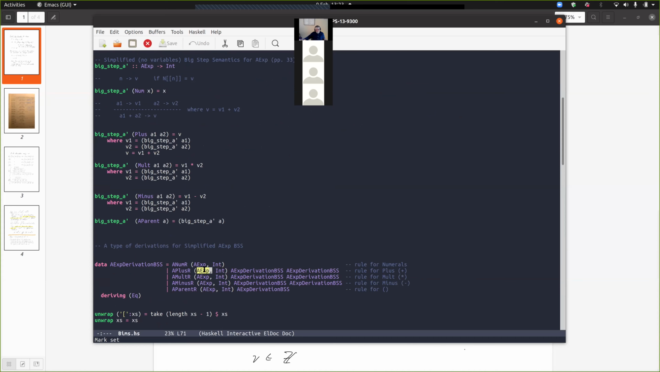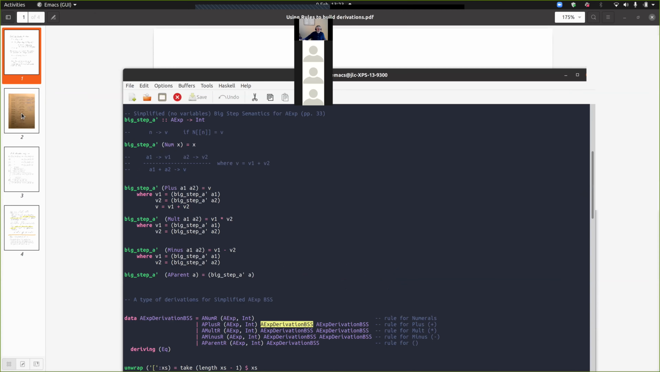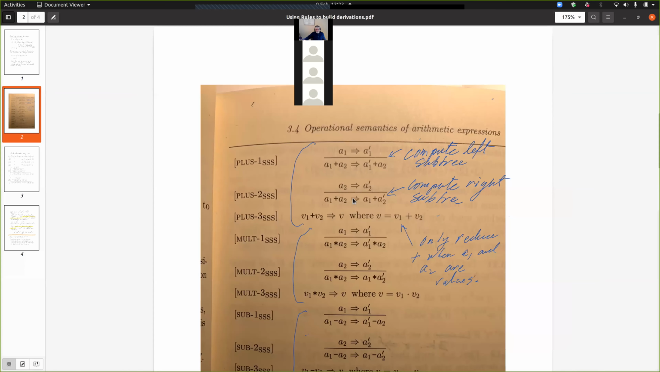let's say A1 plus A2 evaluates to, you want it to evaluate to an int, and you split. I actually have the small step rules here, which are different, but the rule would look like this, except that you'd also have an A2 evaluates, and instead of evaluating to an A2 prime, it would be to a V.